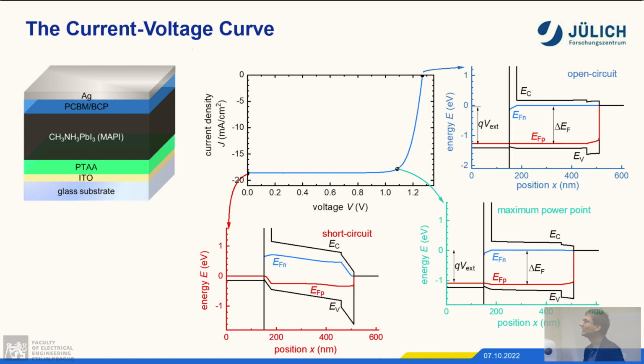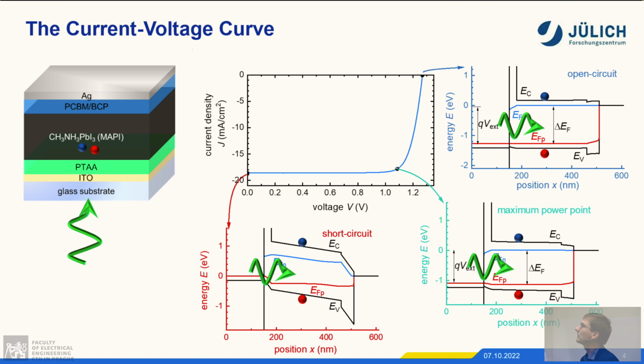So this is a schematic of a typical perovskite solar cell. We did that, for instance, with what's called an inverted structure, where you have the hole contact at the bottom and the electron contact at the top, and the light comes in from the bottom. Now this is a typical current voltage curve, and here you have the three main bias points that Eugene has drawn on the blackboard. That's short circuit, maximum power point, open circuit.